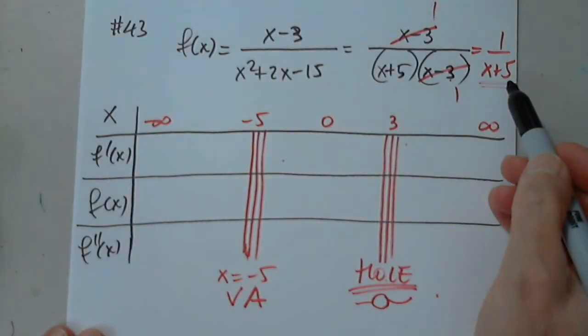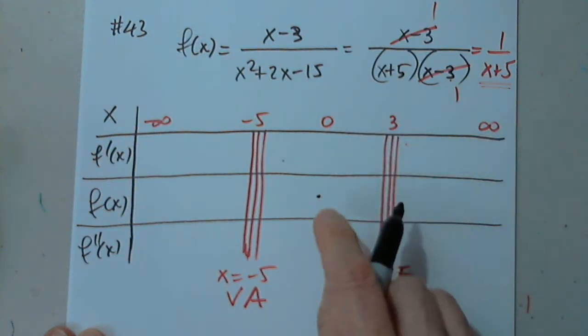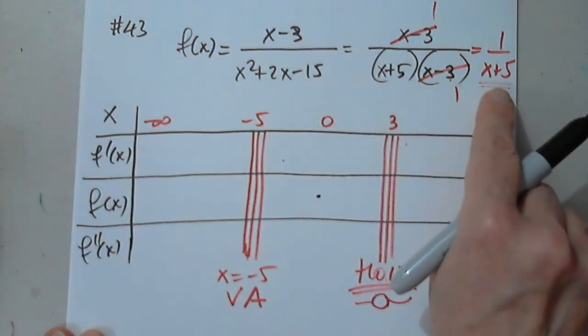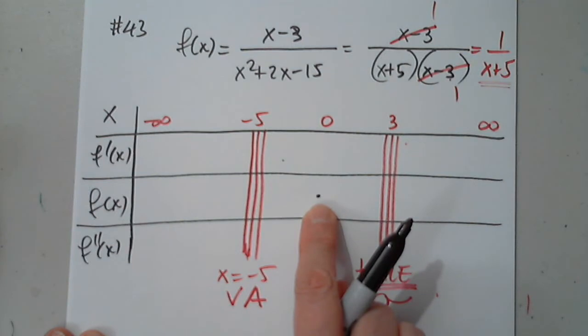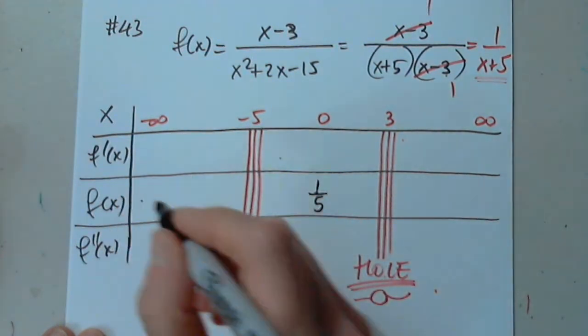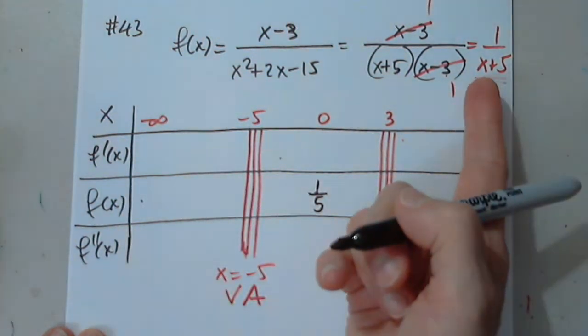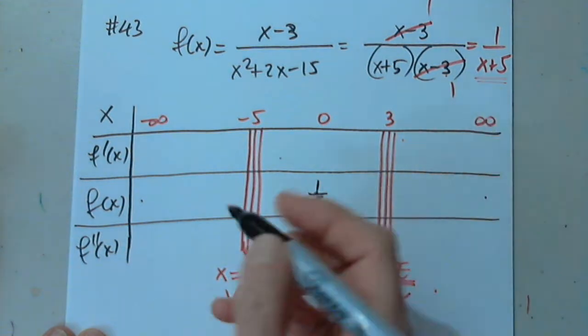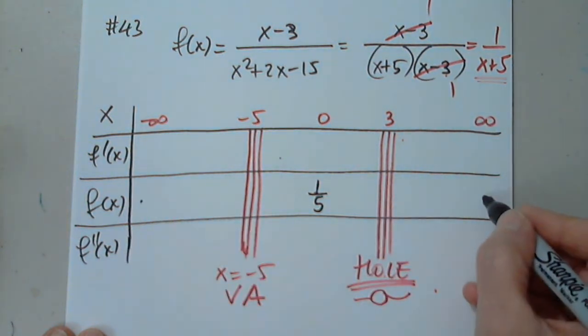So can anyone look at this function and tell me what I should write under 0 by plugging in 0 in there? 1/5. Very good. Awesome. Can anyone tell us the limits at infinity? Can anyone plug in infinity or negative infinity and tell me what to write here and here?